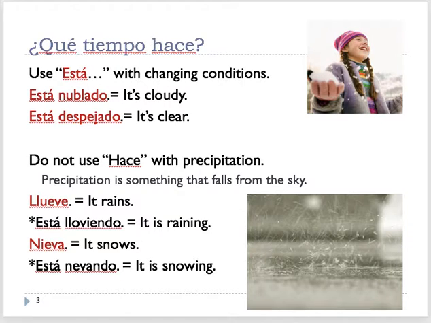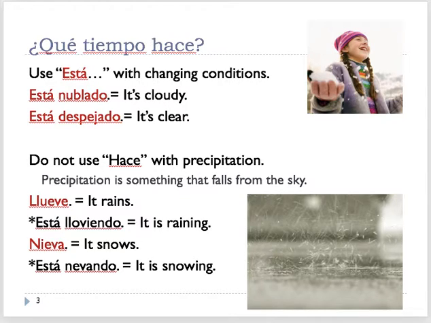It rains. Now, I did put the actual present progressive there. Está lloviendo, like it is raining right now. But I'm not going to have you be responsible for that. And then it snows is nieva. Nieva. Repetan. Nieva. Llueve. Nieva.